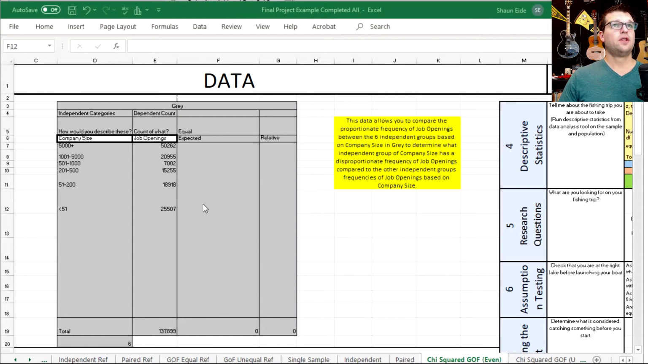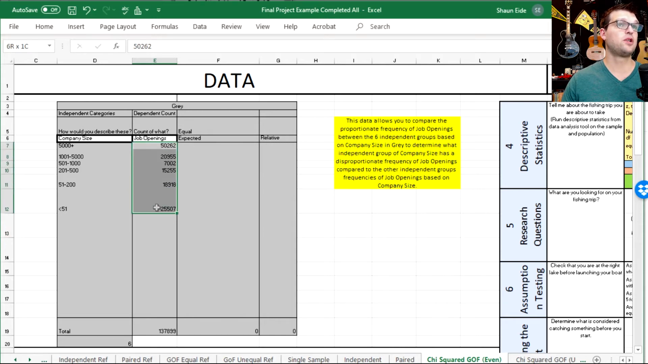So I'm going to go over the final project for the chi-squared goodness of fit with equal proportions. Specifically, what we have right here is data on the number of job openings based on company size. And what I want to know very specifically is, are the number of job openings based on company size proportionate to each other, or are they different than each other? And so we're going to get started.